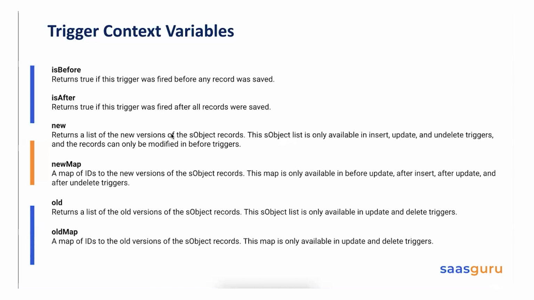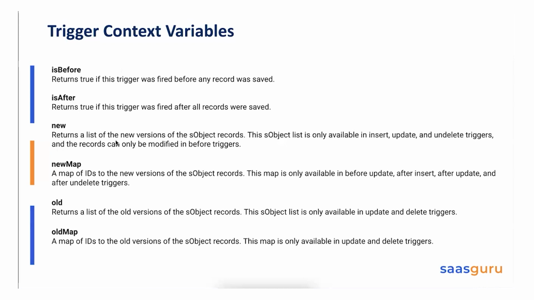And in the beginning I was saying, if you have to update something on the same record which caused the trigger, you can go in isBefore. And if you have to take the record ID, last modified date, or any formula field value, if you have to send an email, or if you have to update some other records, then you have to do this in isAfter. So with the help of this isAfter context variable, you can check if this logic is running in the after context.